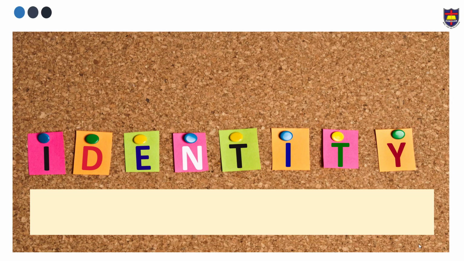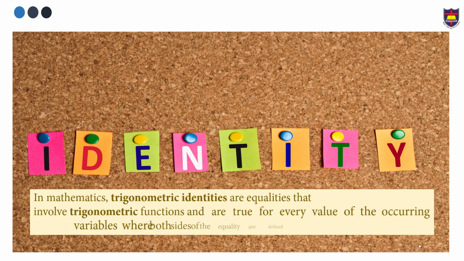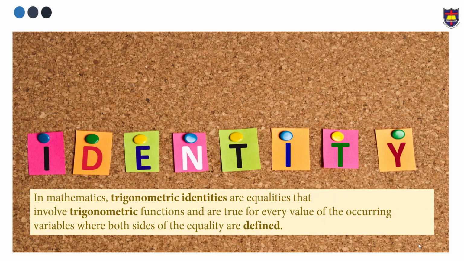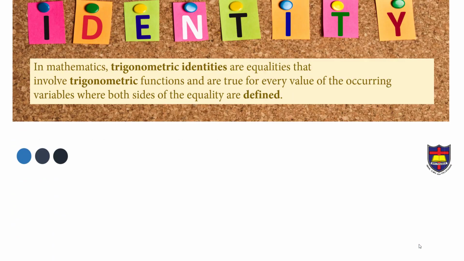So, what is an identity? Anybody know about this? In mathematics, trigonometric identities are equalities that involve trigonometric functions and are true for every value of the occurring variables where both sides of the equality are defined. So, it is similar to equalities, and we will see later to make it clear.